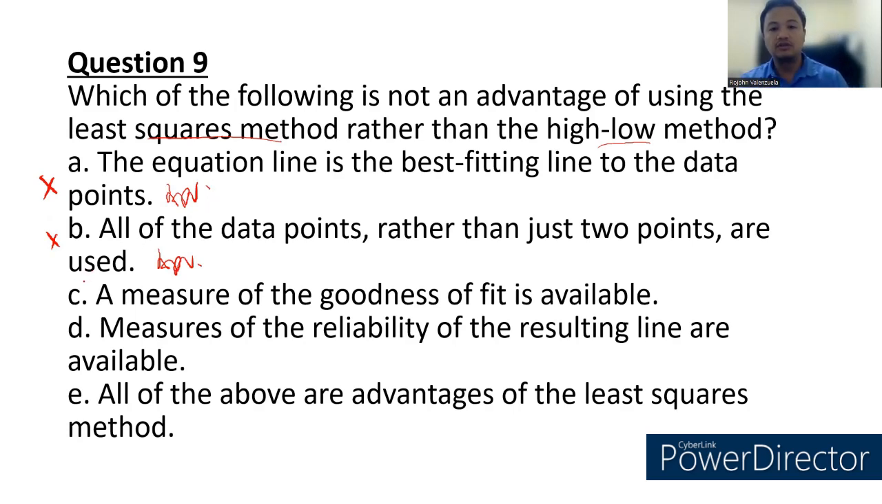Letter C, meron siyang goodness of fit. That's also advantage. Letter D, measures of the reliability of the resulting line are available. That's also advantage. So therefore, letter E, lahat yan ay advantages ng least square method. So, kaya mas precise talaga ang least square method kaysa sa high-low.